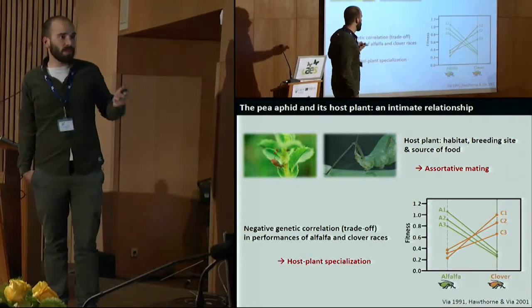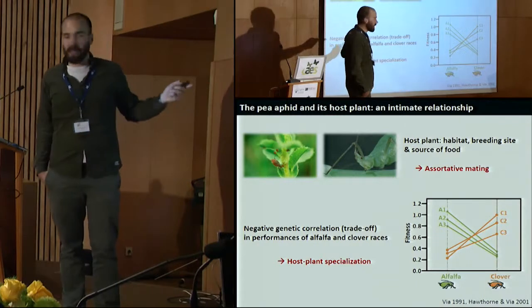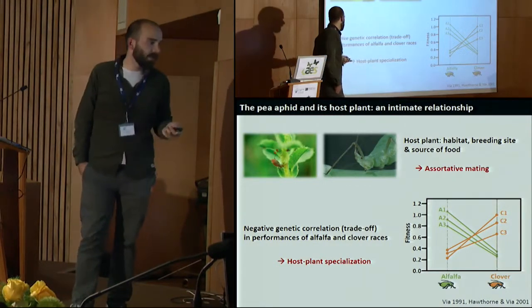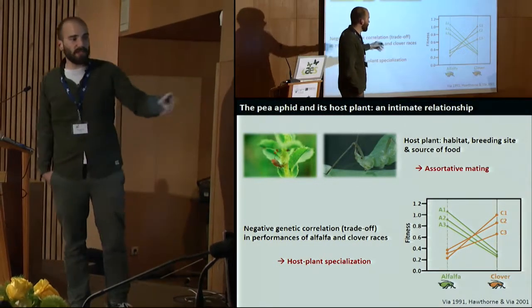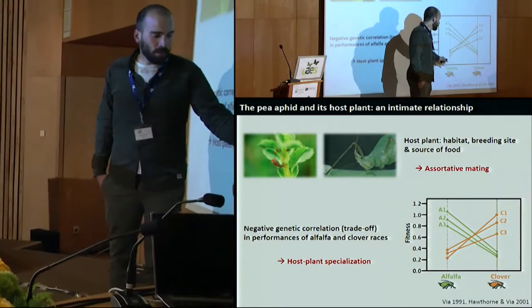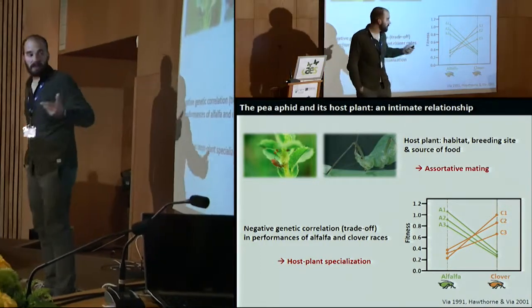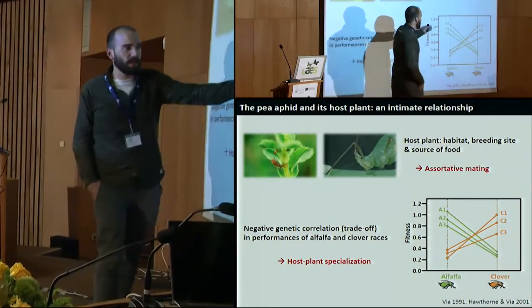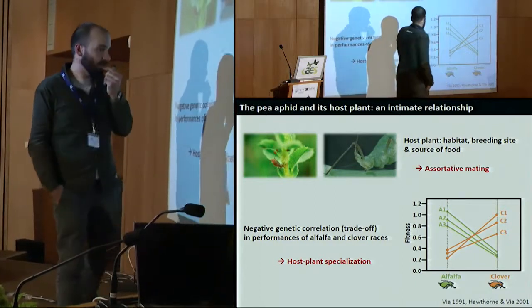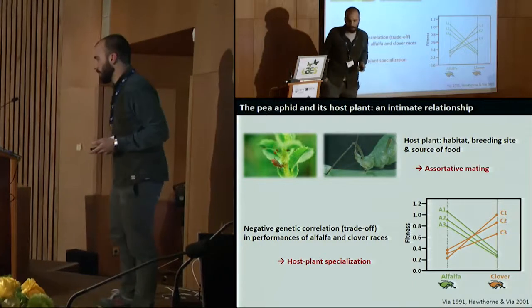Moreover, reciprocal transfer experiments have shown that there's a negative genetic correlation in performances between two races, two biotypes. When we put an alfalfa bug on a clover plant, the fitness on this clover plant is lower than it is on alfalfa. And that's the same for the clover bug. And it suggests a strong host plant specialization.